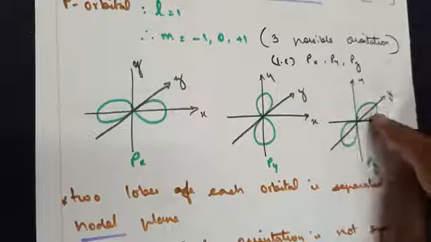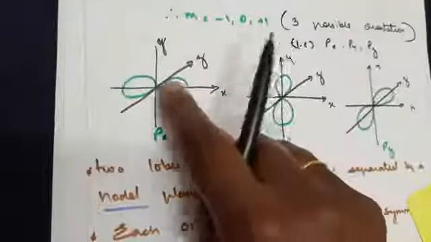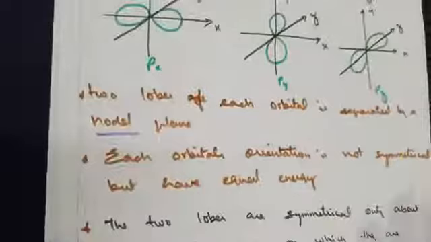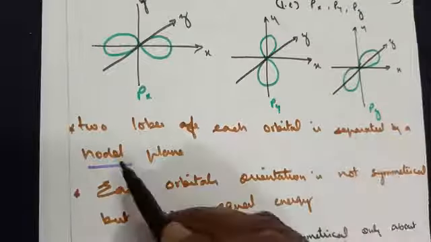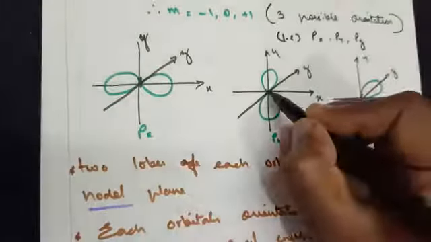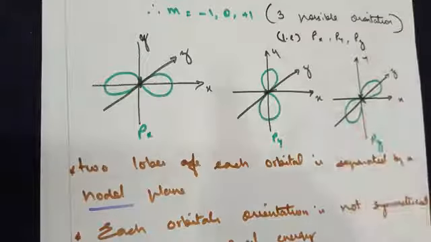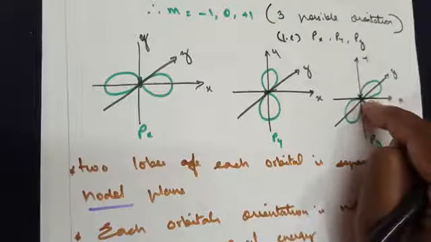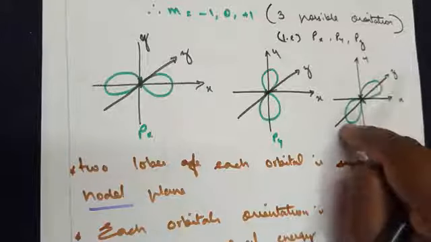Pz, remember, only on the z-axis, py only on the y-axis, px only on the x-axis. This is how the diagram should be drawn. A few points to remember: the two lobes of each orbital are separated by a nodal plane. This point is called a nodal plane. What is the meaning of nodal plane? The probability of finding the electron at this point is 0. These two have peaks, so these are maxima.